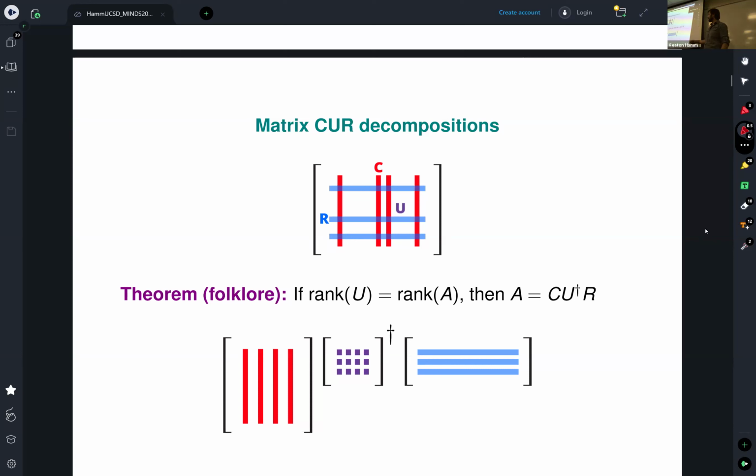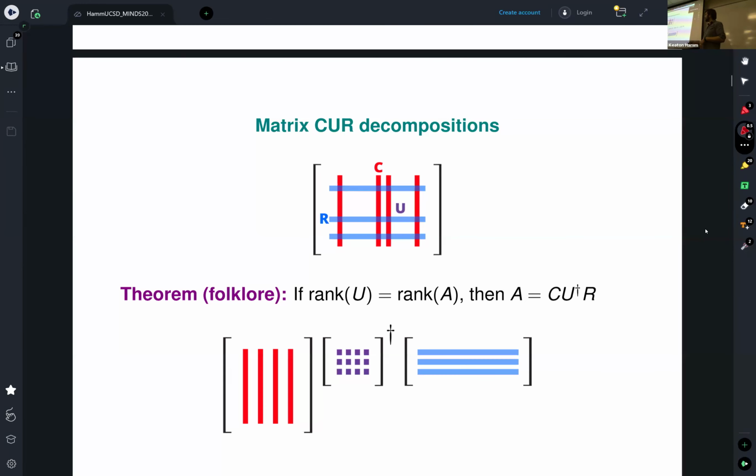So here is the picture of what the decomposition looks like based on how I did that before. So of course, the question in a practical setting would be, how do I sample? How do I choose those columns and rows such that I can do this, right? And we'll talk a little bit about that, although that's not going to be the main focus of my talk today, right?